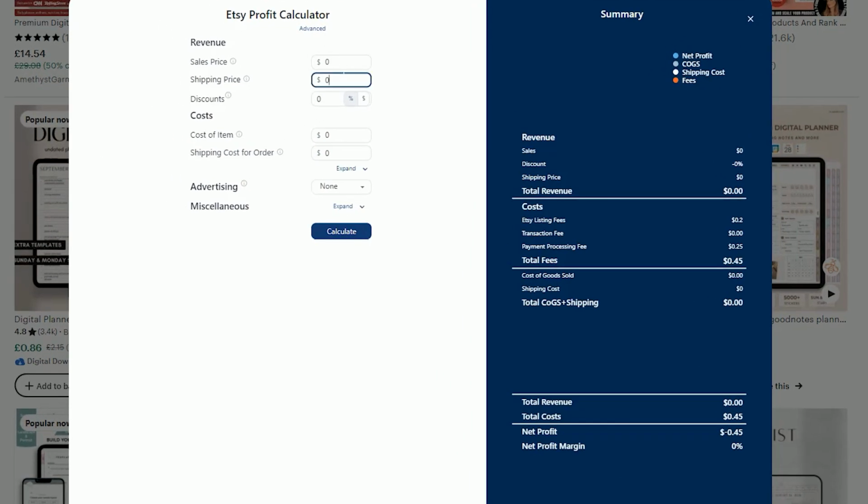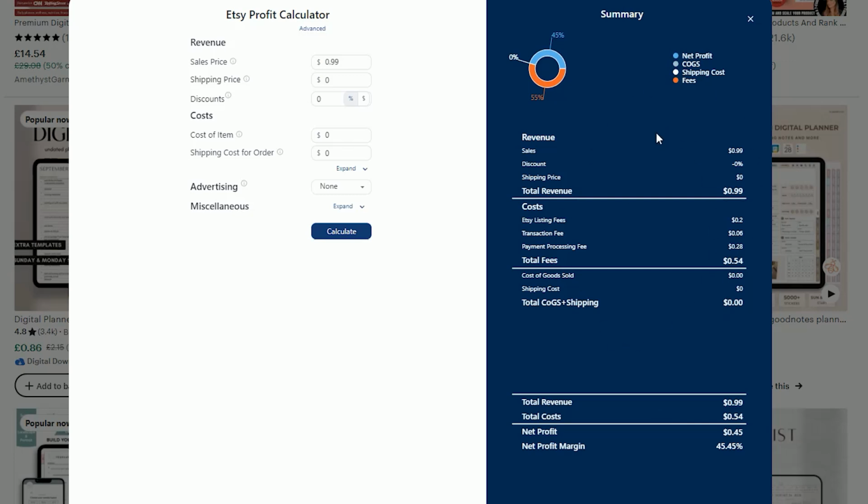On here, you can enter your sales price, your shipping price, any discounts, as well as the cost of the item and the shipping costs, and then it will give you all of the breakdown here on the right-hand side. So for an example, this digital product is selling for 99 cents. Because it's a digital file, there won't be any shipping price, and there probably won't be a cost of the item or a shipping cost either. So if we click calculate, this shows us the breakdown of how much money you would make per sale.